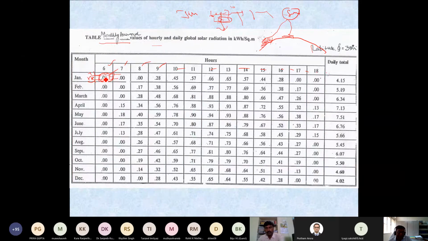So if you want the solar radiation at a particular location, of course the location is represented by latitude, this is what they measure. For the entire month, at a particular hour, a particular time at that location, only one value will represent it. That is the thing. That way they arrange this table. That is one thing.